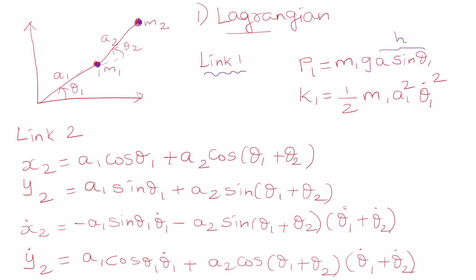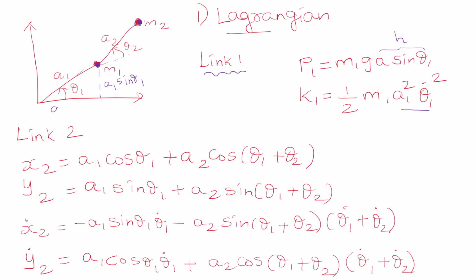So here this is the height. If this angle is theta 1, then this height will be a1 sine theta 1. That is how we get the potential energy. Then kinetic energy, we know it is half mv squared, so half m1, where m1 is the mass of link 1, into v squared. This we have already derived earlier.